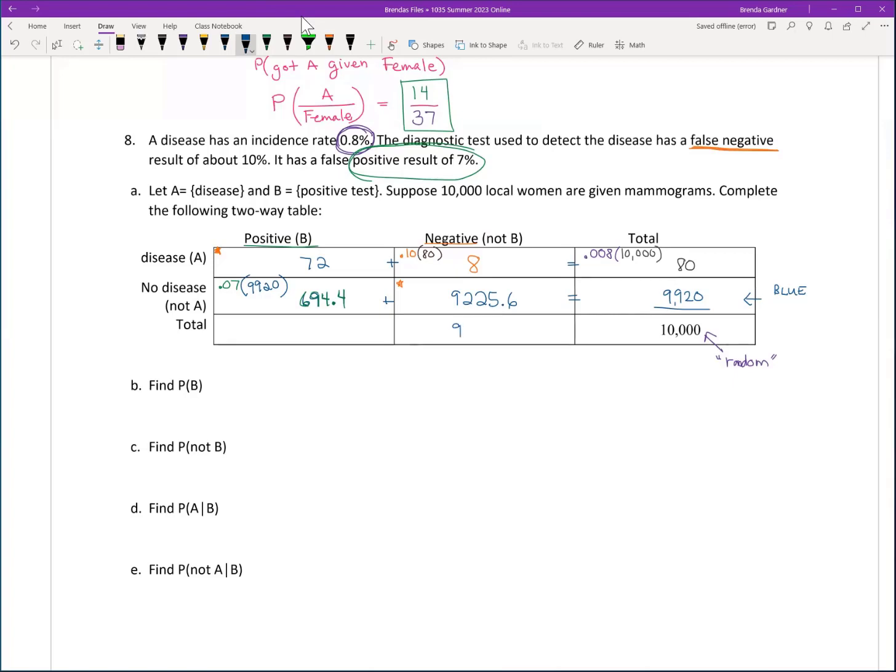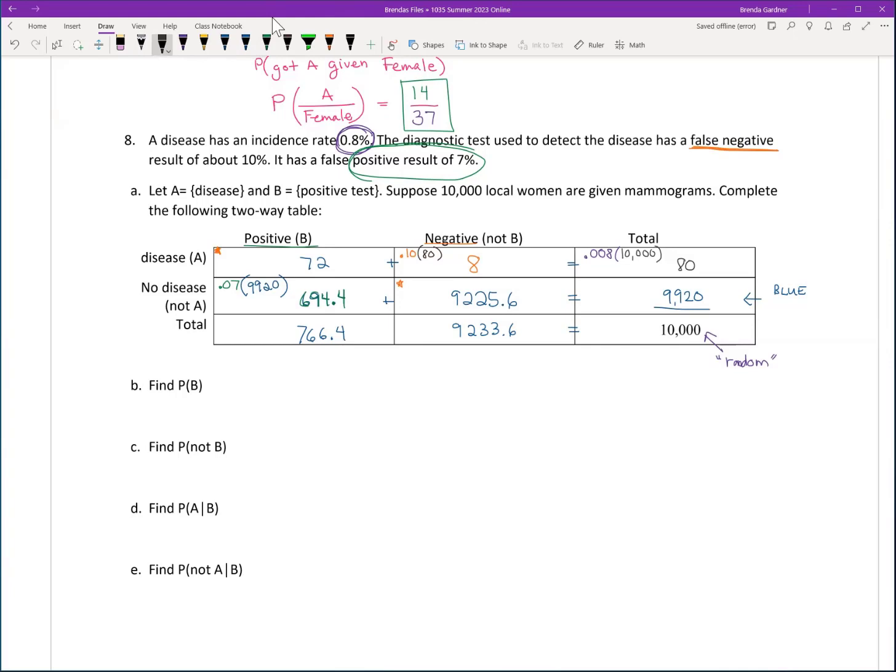That's 9,233.6. Remember, those should add across to give you 10,000. So I'm just going to subtract the 10,000 and I get 766.4. So all these ones in blue, basically you just add and subtract on the rows to get them. Okay. Now comes the questions. Usually for a lot of students, the hardest part is filling out that table correctly. But now let's answer the questions.